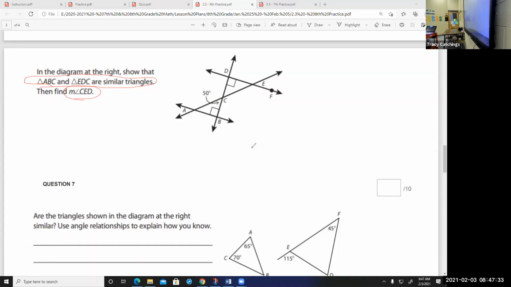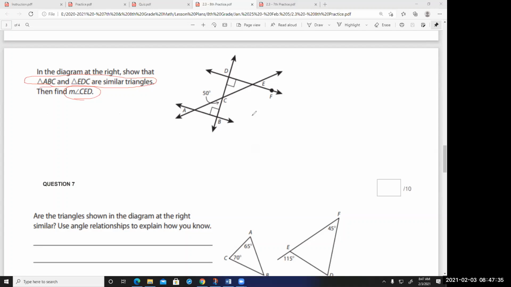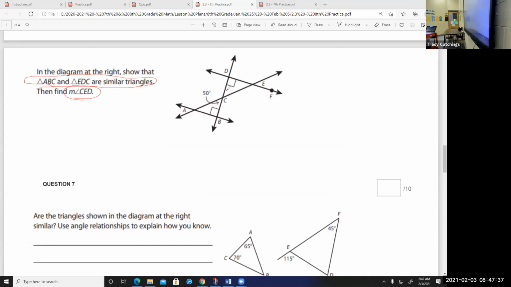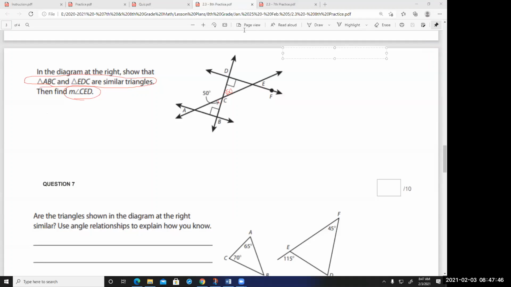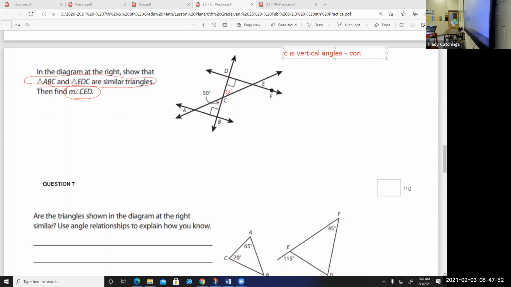We know C would be 50. Good job. C is 50 again. Who knows why? What kind of angle is this C and that C? Vertical angle, right? Good job. Vertical angles are congruent. All right. So C is 50 and that's 50 and the other one is 90.